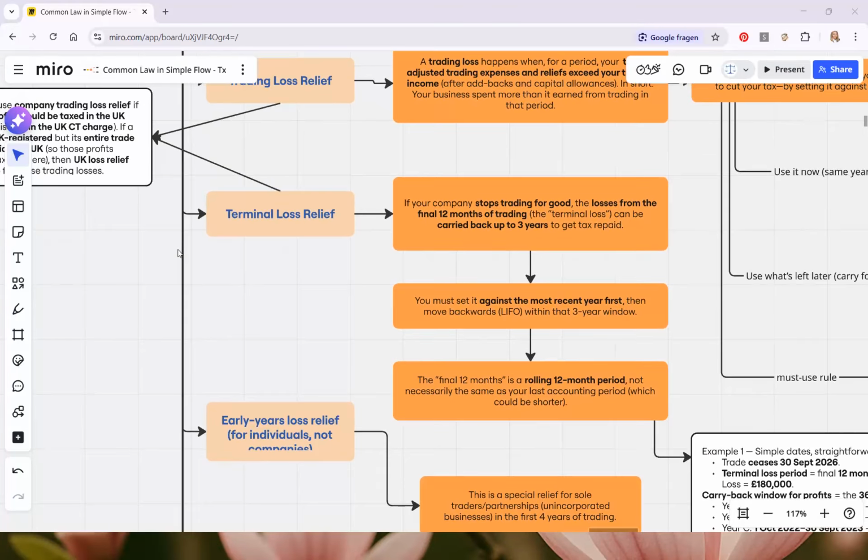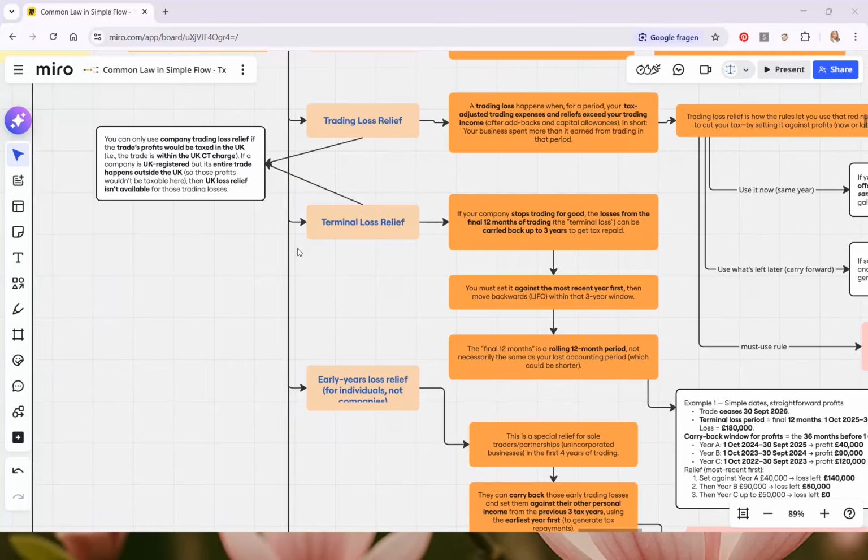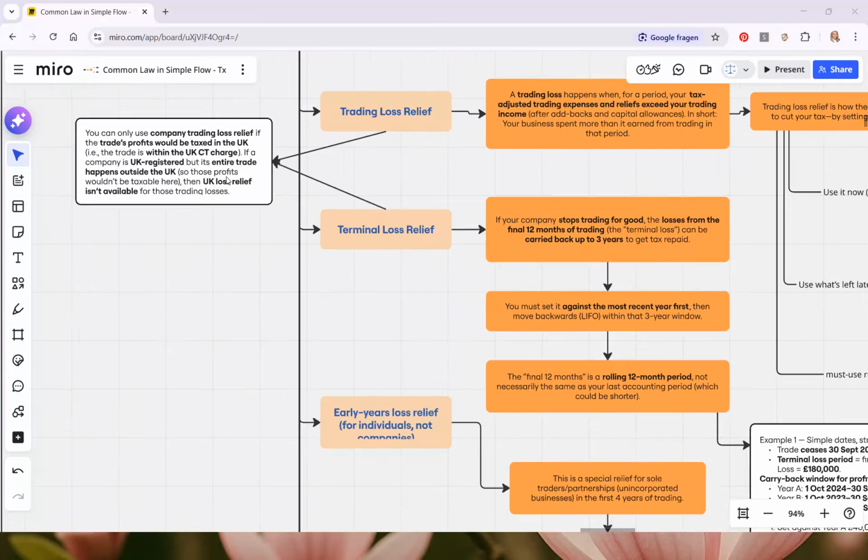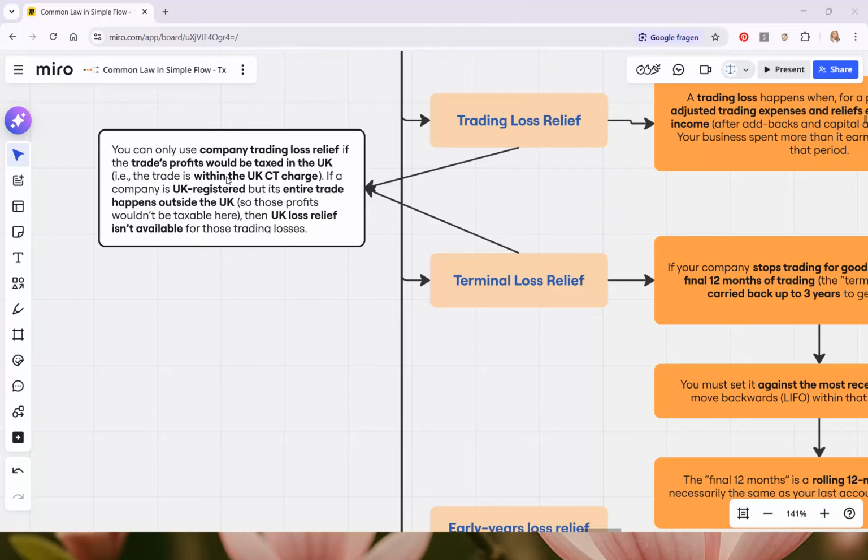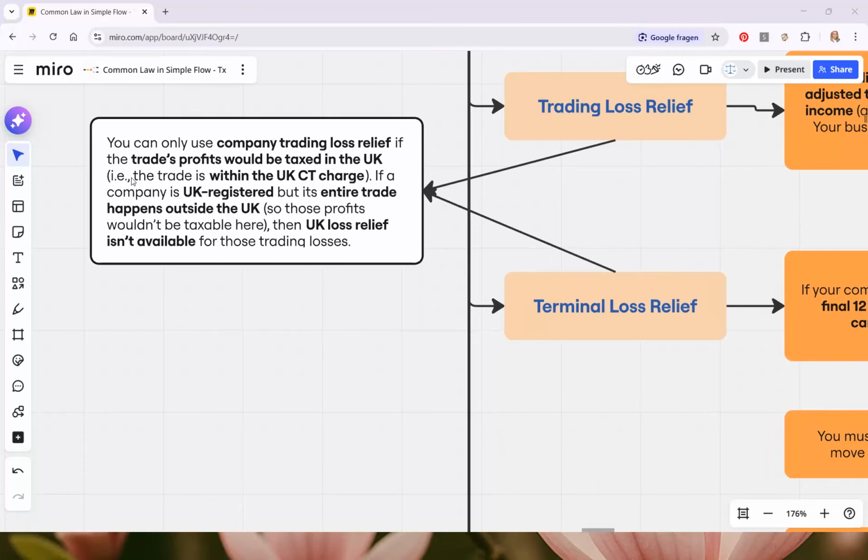As next, it's coming to terminal loss relief, and here we have for both. Something important to mention: you can only use company trading loss relief if the trade's profits would be taxed in the UK. So the trade is within the UK corporate tax charge.